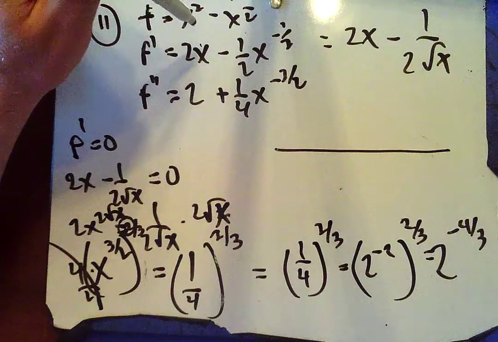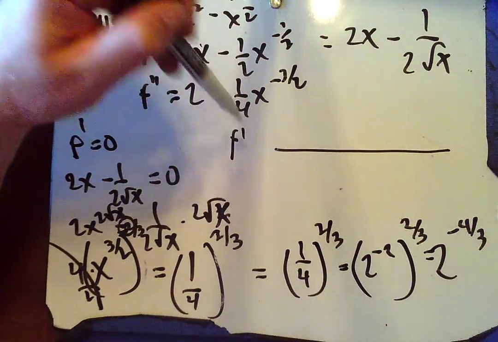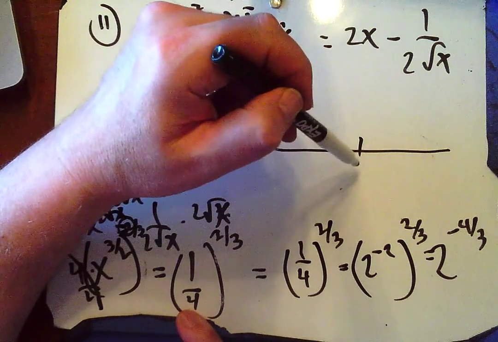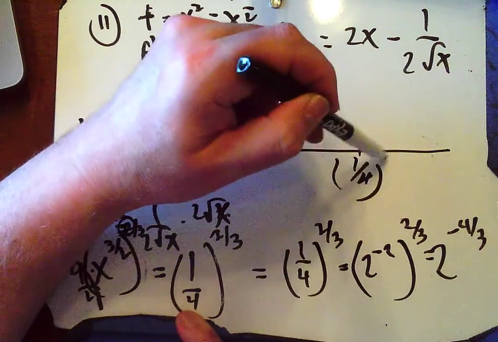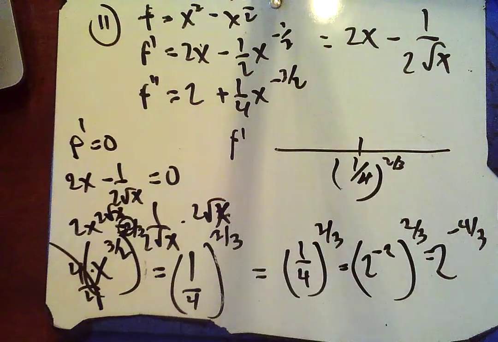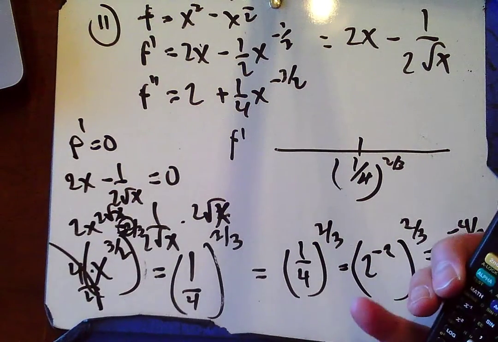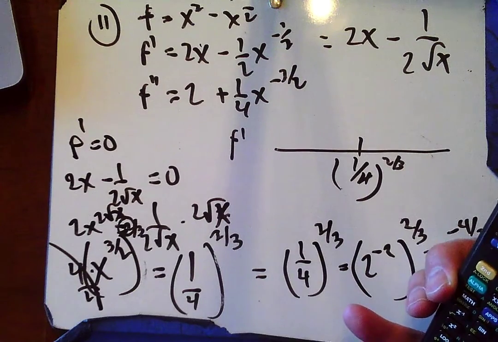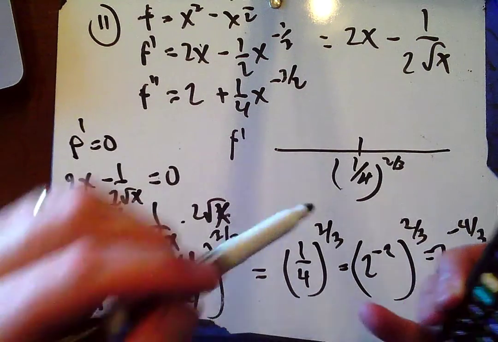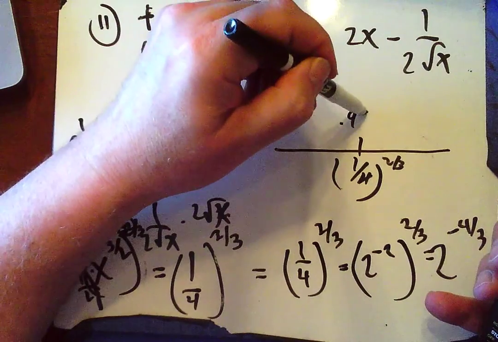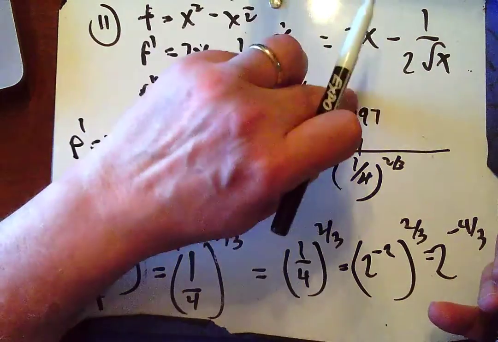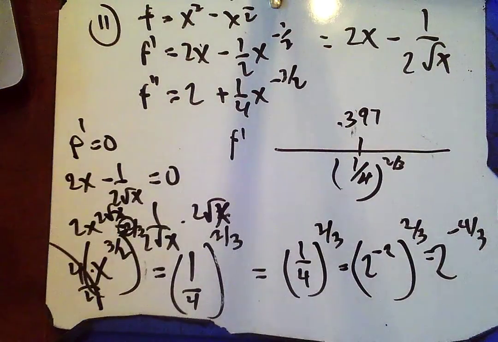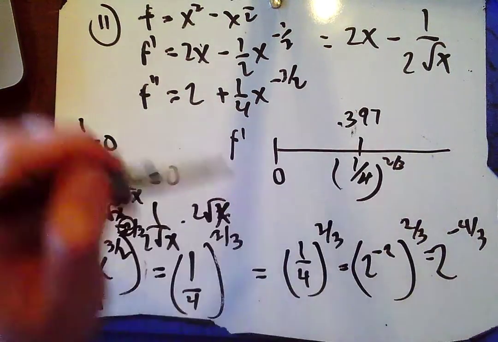So, let's go. We've got our f prime sign chart, and we seem to only have one critical value, and that was 1/4 to the 2/3. Okay, 1/4 raised to the 2/3 power, and I get that that's about 0.397.